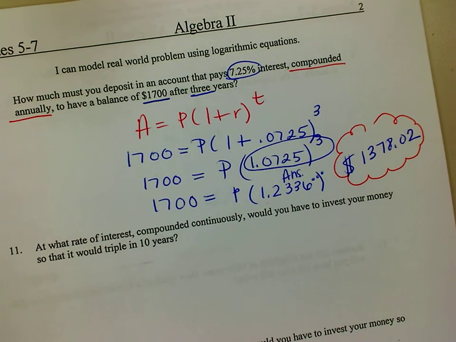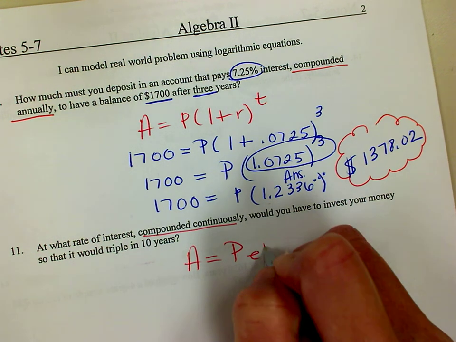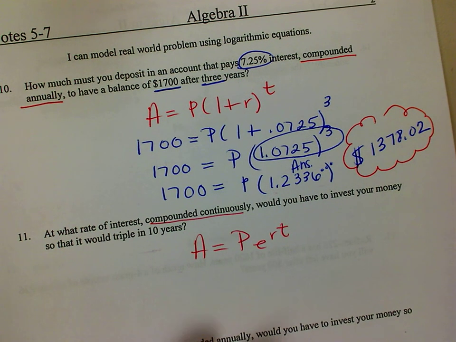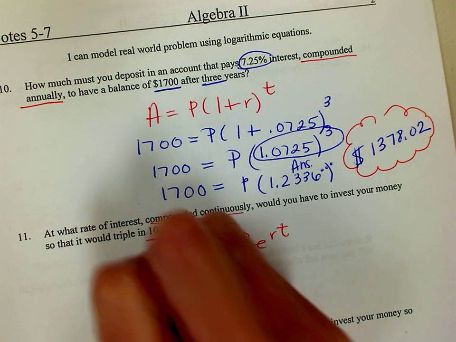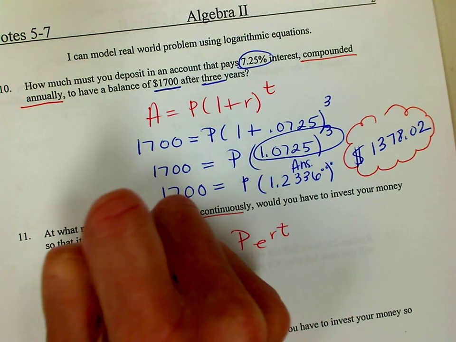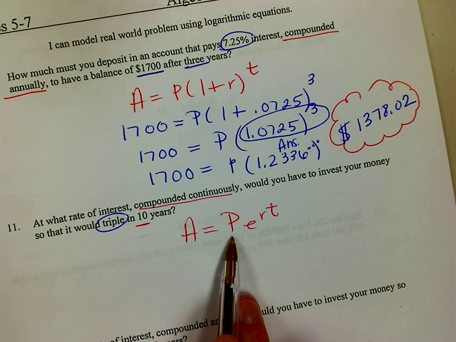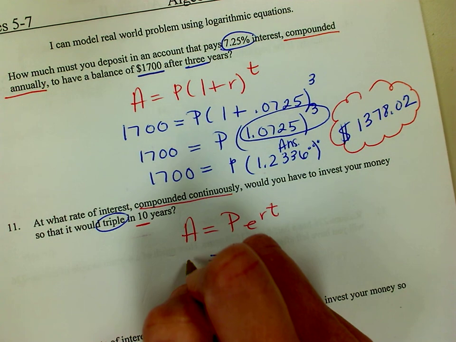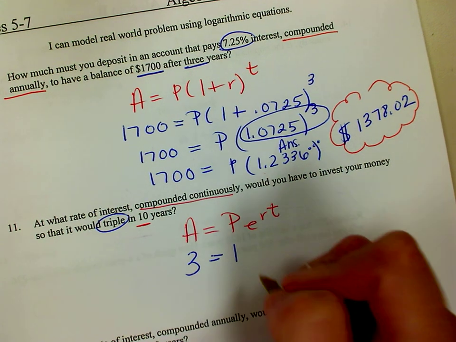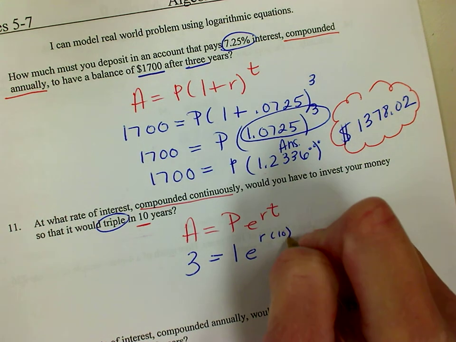Okay, number 11. This one says compounded continuously. So if it says continuously, we're going to use PERT. I don't know what the ending amount is. I don't know what the beginning amount is. All I know is that my years are 10, and then something's going to triple. So this is where you can start with any amount of money and you're going to end up with the same answer. So let's say I start with $1. If I triple that, I end up with $3. Okay, E, R, we don't know what the rate is, but the time is 10.